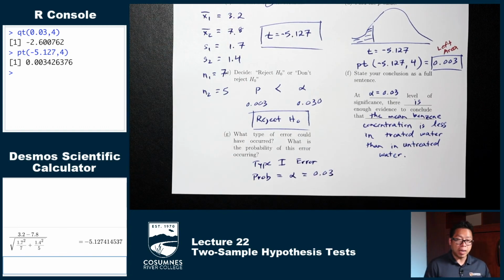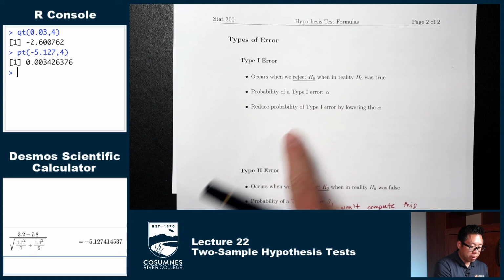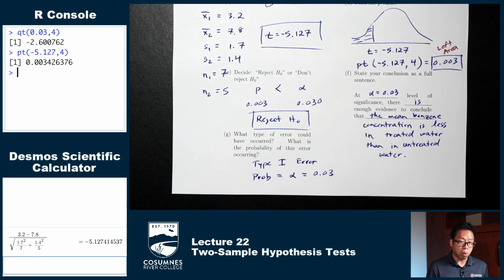And then in your lab, I asked one additional question: how would you reduce the probability of a type 1 error? So for a type 1 error, the probability is alpha. So to reduce it, you lower the alpha. So lower the alpha.